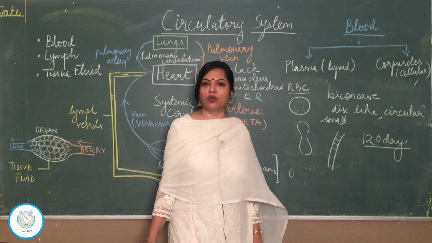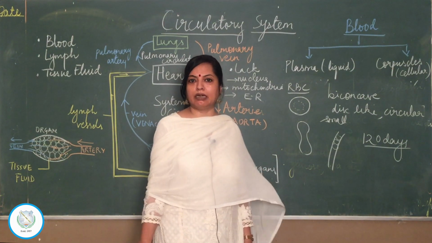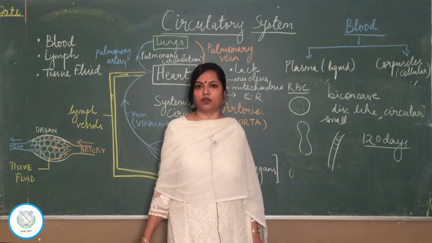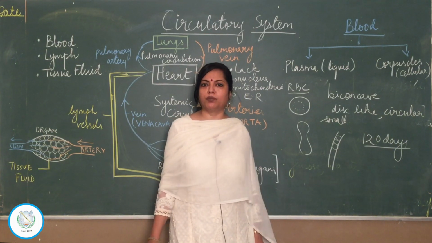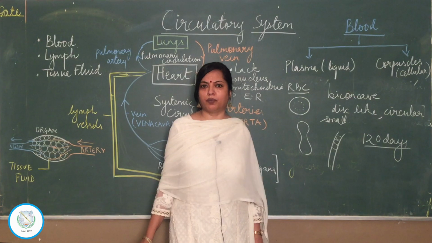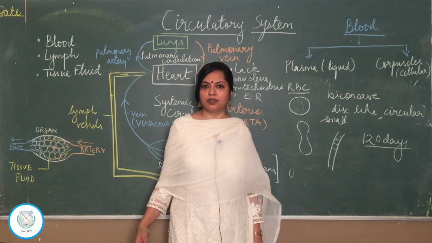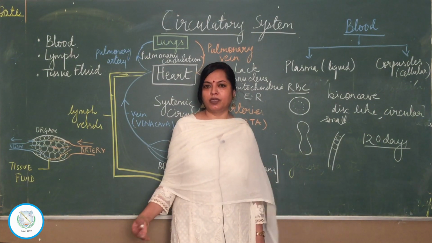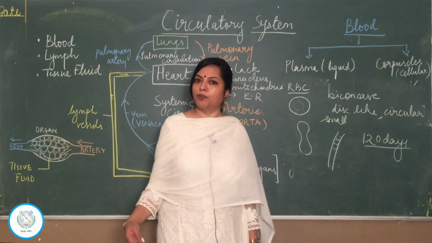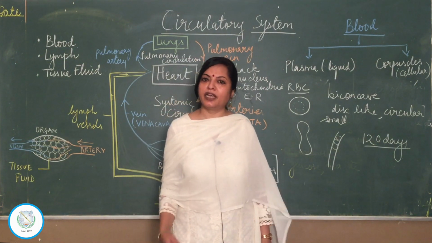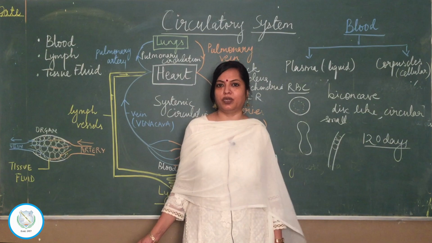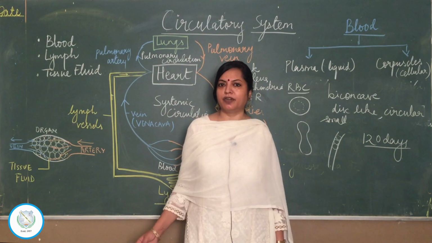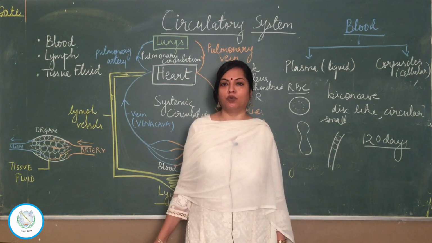So in the bone marrow of long bones they are formed in adults, whereas in children up to the age of 5 years they are formed in the bone marrow of every bone in the body. So basically they have three sites where they are formed: liver, spleen and bone marrow of long bones, and they are destroyed at these three sites only. That means they are destroyed in the liver, in the spleen and in the bone marrow.